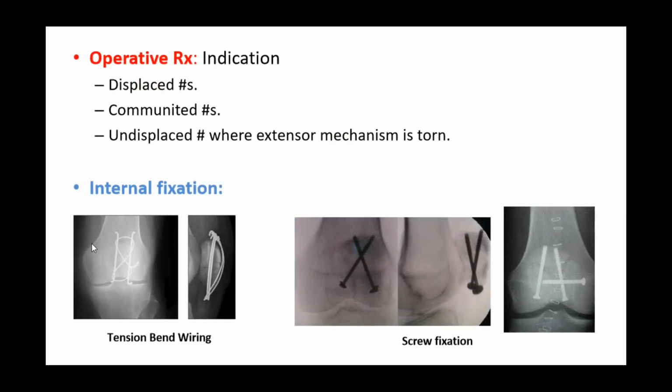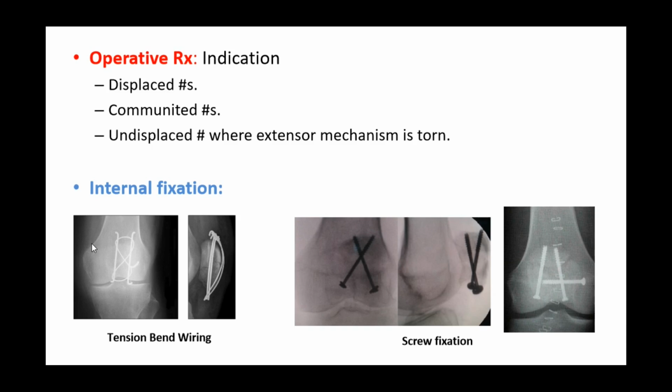Operative treatment. There are a few situations where operative treatment is indicated. The situations are displaced fracture, where the fracture fragments are moved apart; then operative treatment is recommended to bring them together with the help of wire or nails. Comminuted fracture, or an undisplaced fracture where the extensor mechanism is torn. Extensor mechanism, as we have discussed, means the quadriceps and patellar tendon.